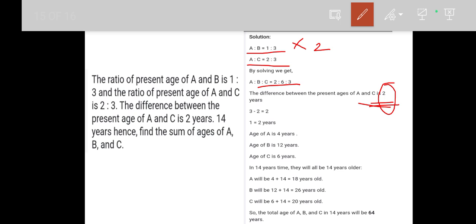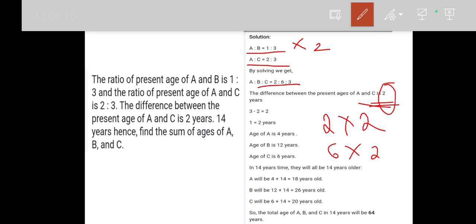So the age of A will be what? 2 into 2. The age of B will be 2 into 6. And the age of C will be 3 into 2, which is 6 years. So we have A's age as 4 years, B's age as 12 years, C's age as 6 years.